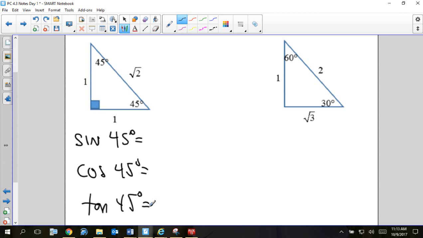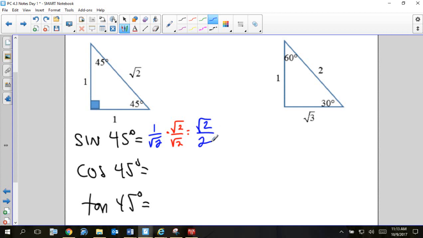Okay. So what is the opposite over the hypotenuse? Can we leave it as 1 over radical 2? No, we have to rationalize it. So we multiply by radical 2 over 2, and we get radical 2 over just 2.